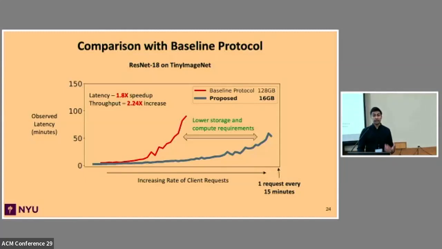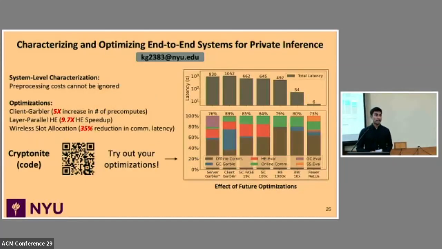And so to that end, we open source and release our code called Kryptonite, where you can plug in your own optimizations, plug in your own private inference protocol, and observe the system level effects on latency.